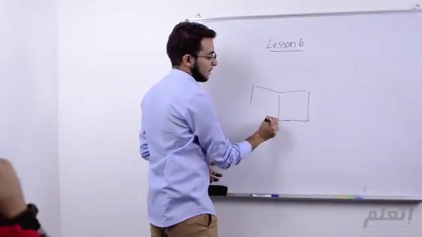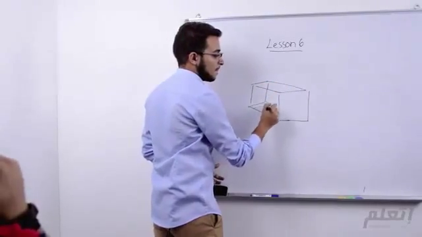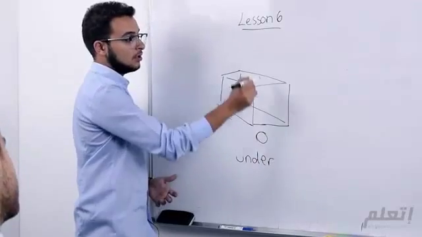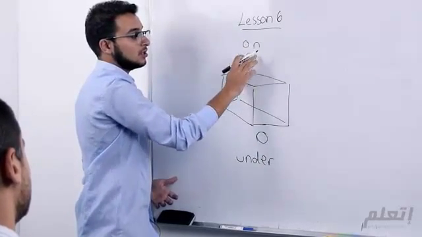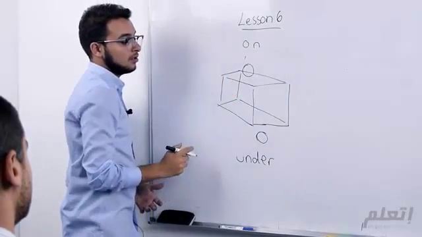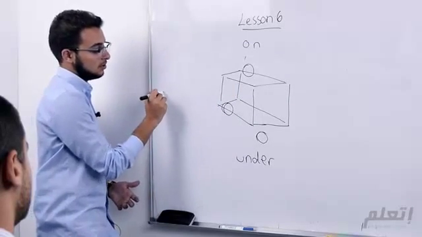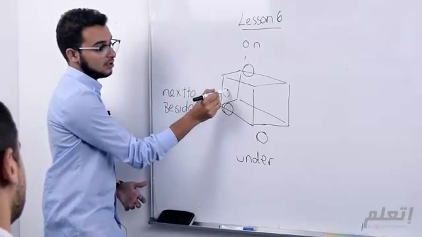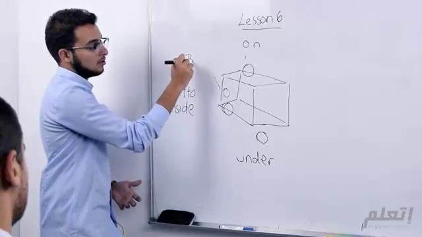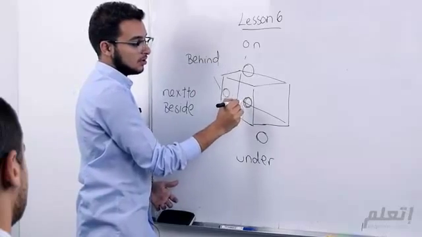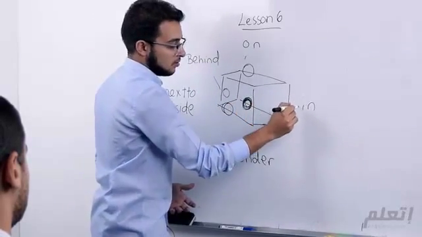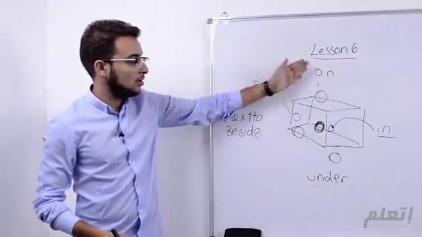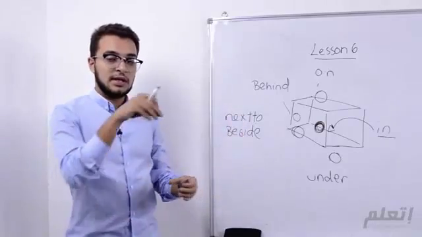Now that's a box. I have a ball. Now the ball is under the box. I have a ball here. Now the ball is on, or actually the ball is going to be here. So the ball is on the box. It's going to be here, so it's going to be next to or beside the box. If the ball is here, it's behind the box. If the ball is here, it's in the box. That's prepositions. Okay, so under, on, behind, next to or beside, and in.